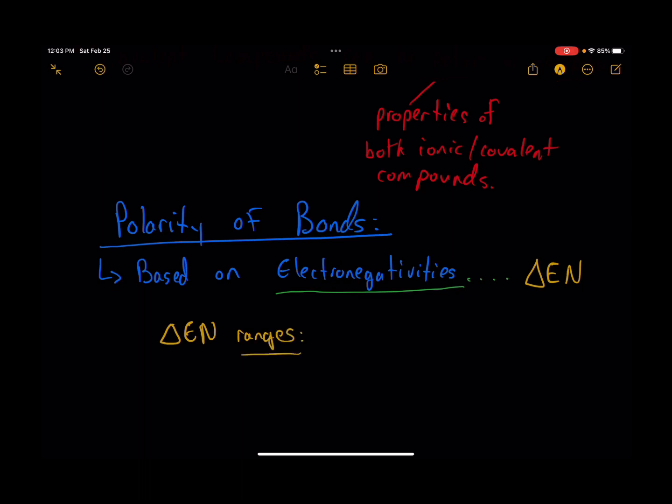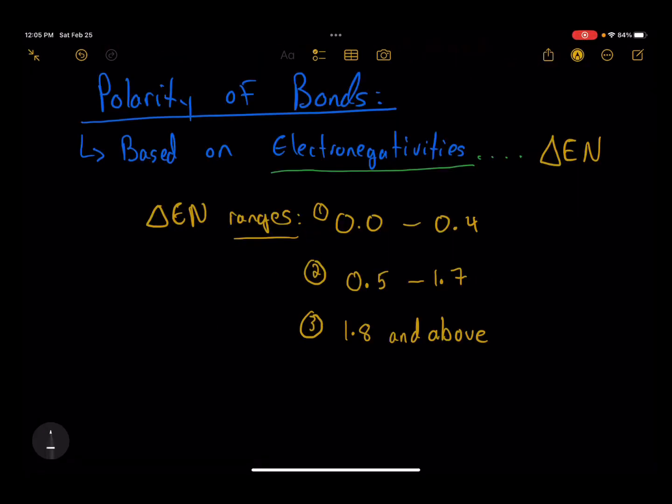Okay, and in Chem 20 anyway, there are three large ranges that we largely look at. So when the difference in electronegativities between the bonding atoms is between 0.0 and 0.4, we say that this is non-polar covalent. Okay, I'll just write cove here. If the electronegativity differences are between 0.5 and 1.7, then we call this a polar covalent. And then, of course, if it's 1.8 and above, we say that this is really slightly ionic to highly ionic. So there's a range of ionic character, but slightly to highly ionic.